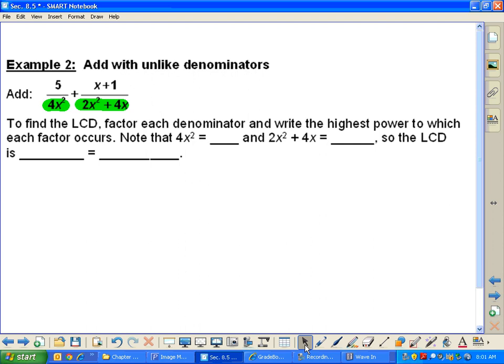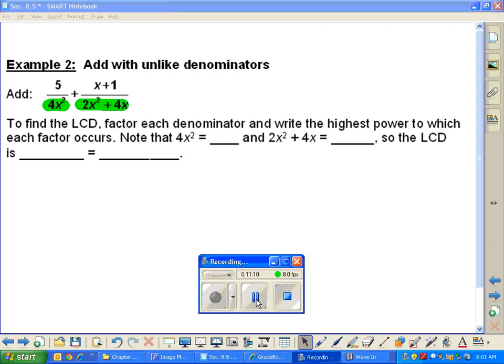I'm going to pause it for a second. As I walked around, it looked pretty good. Yeah, the LCD in this case is going to be 4x squared times the quantity of x plus 2. No questions about that? We're good?